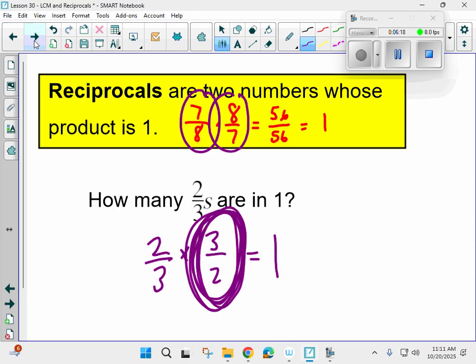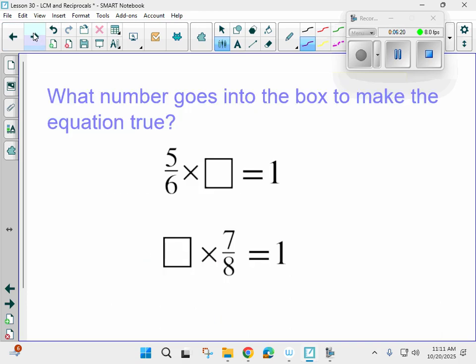Okay, what number goes into the box to make the equation true? Sasha, what do you think for this one? Hold on. Benny, what do you think for this one? Yes, 6/5, okay? It's just the opposite. That's it. It's just the flip. Because this would be 30 over 30, which is 1.